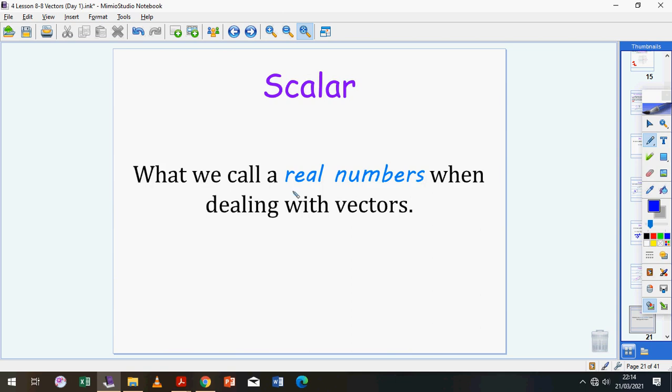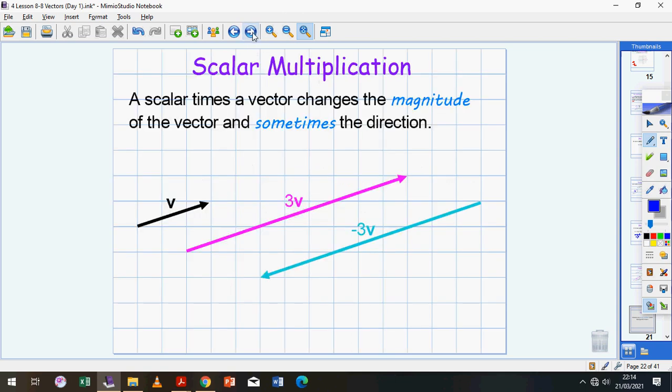A scalar is a constant number or a constant value that multiplies a vector and changes its magnitude. So when a scalar is multiplied by a vector, it changes the magnitude of that vector, right? Sometimes it can change the direction if that scalar is negative. So if it's negative, that means that vector is now going to go in its opposite direction.